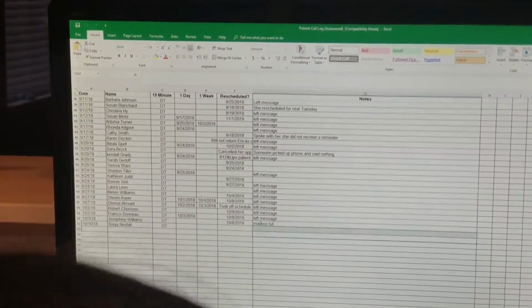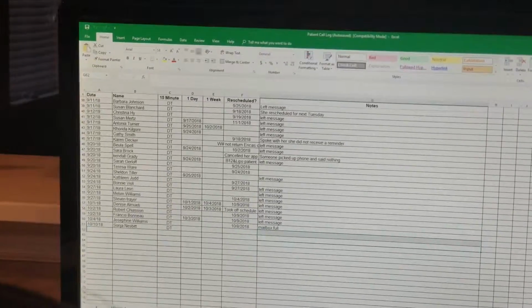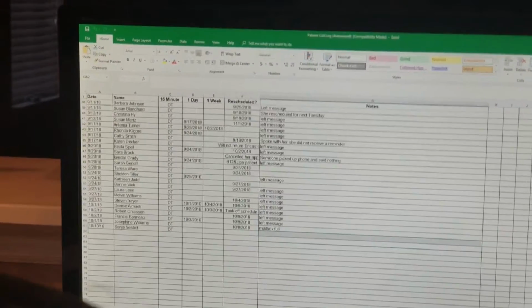Any questions about that? Would this be for new patients who don't show or cancel as well? Okay, yeah. So we've got to get that updated.